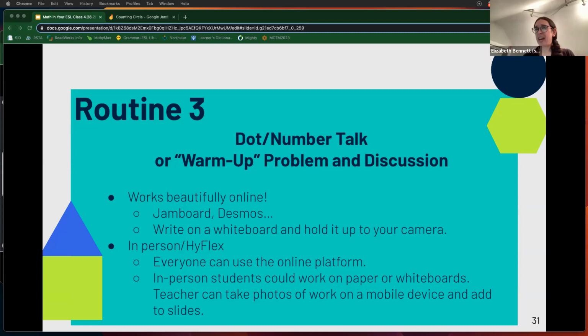If it's a HyFlex class, you can have the online students working on the Jamboard, and then in-person students can work on paper or on whiteboards. And if you are tech savvy yourself, you could try to take photos of the in-person students' work and then add those photos to the Jamboard or the online platform.